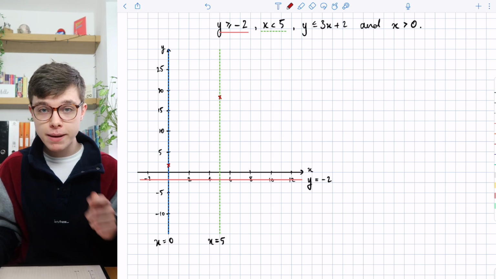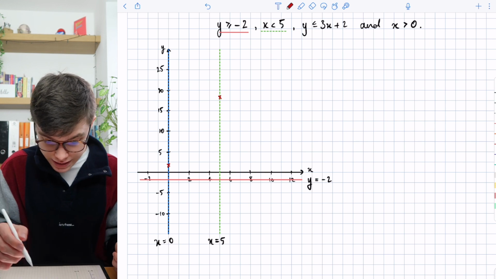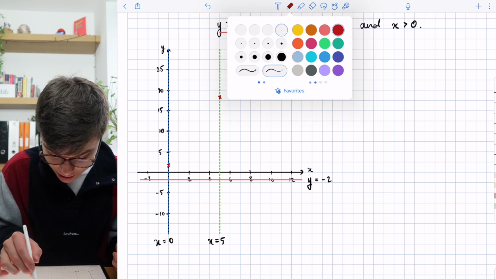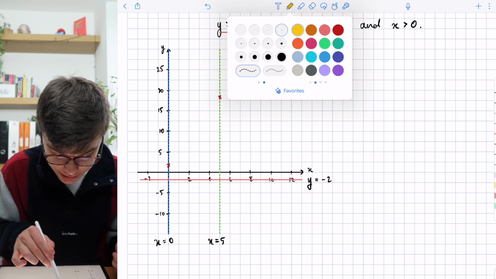Now if you've got graph paper, make sure you sketch it perfectly. So we need a dashed line here, and I will use a different colour. I'll go with a yellow, and I need to make it dashed.